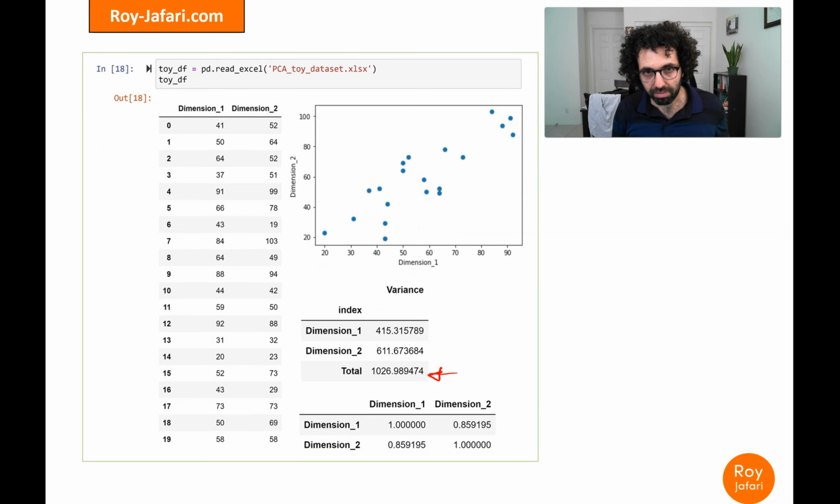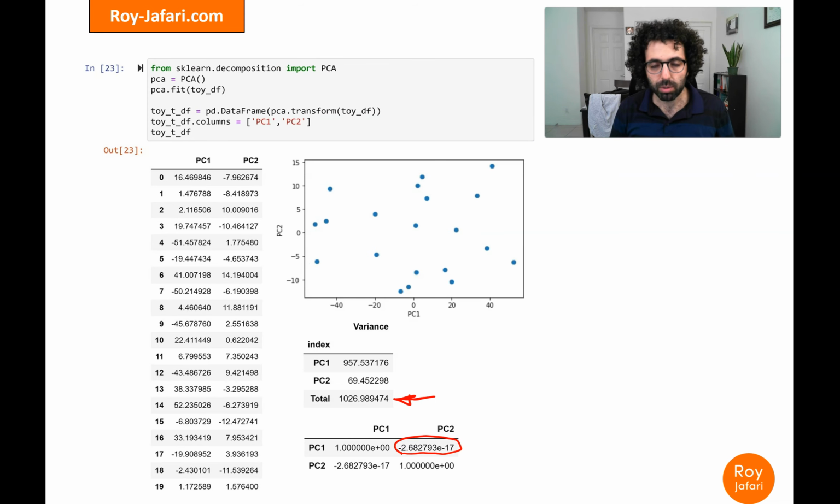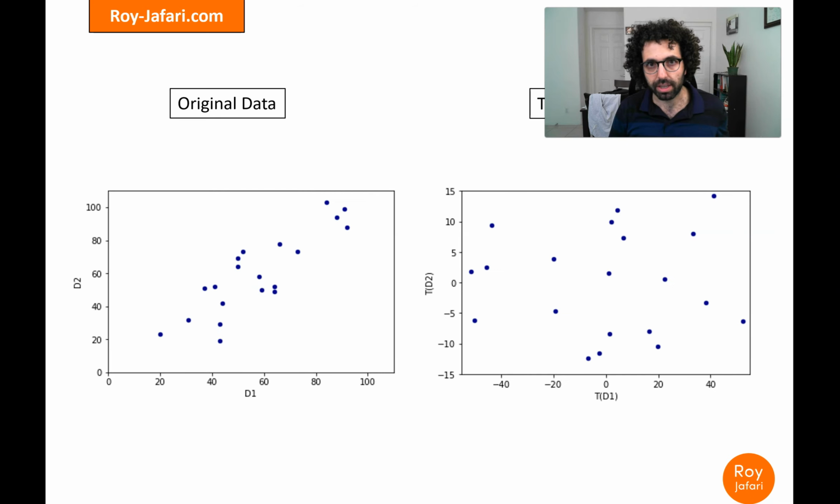A lot of variation from dimension 1 has been pushed to dimension 2. At the same time, PC1 and PC2 do not have any correlation, or they are orthogonal to one another. So that's basically what PCA is doing here, these two things.